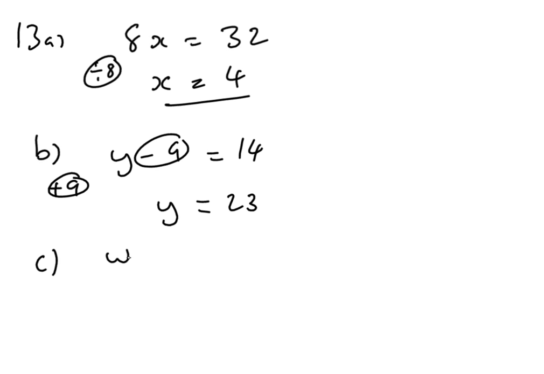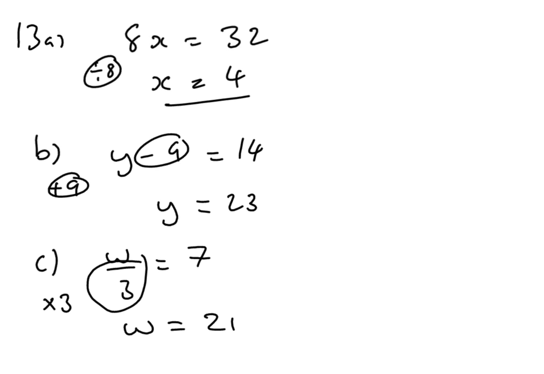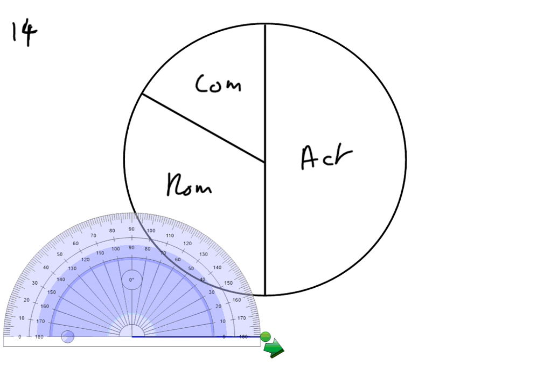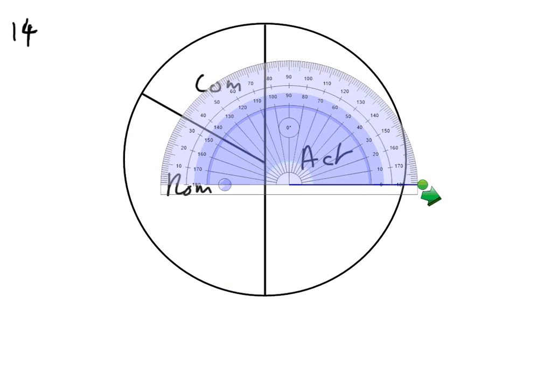Part C, w over 3 equals 7. Well, this line here means divide, so we're going to times by 3, do the opposite operation. So then w equals 21. Question 14. Well, with question 14, we've got ourselves a protracted question there. So what I'll do is just construct this on the page. So we've created that, or I've just drawn it.